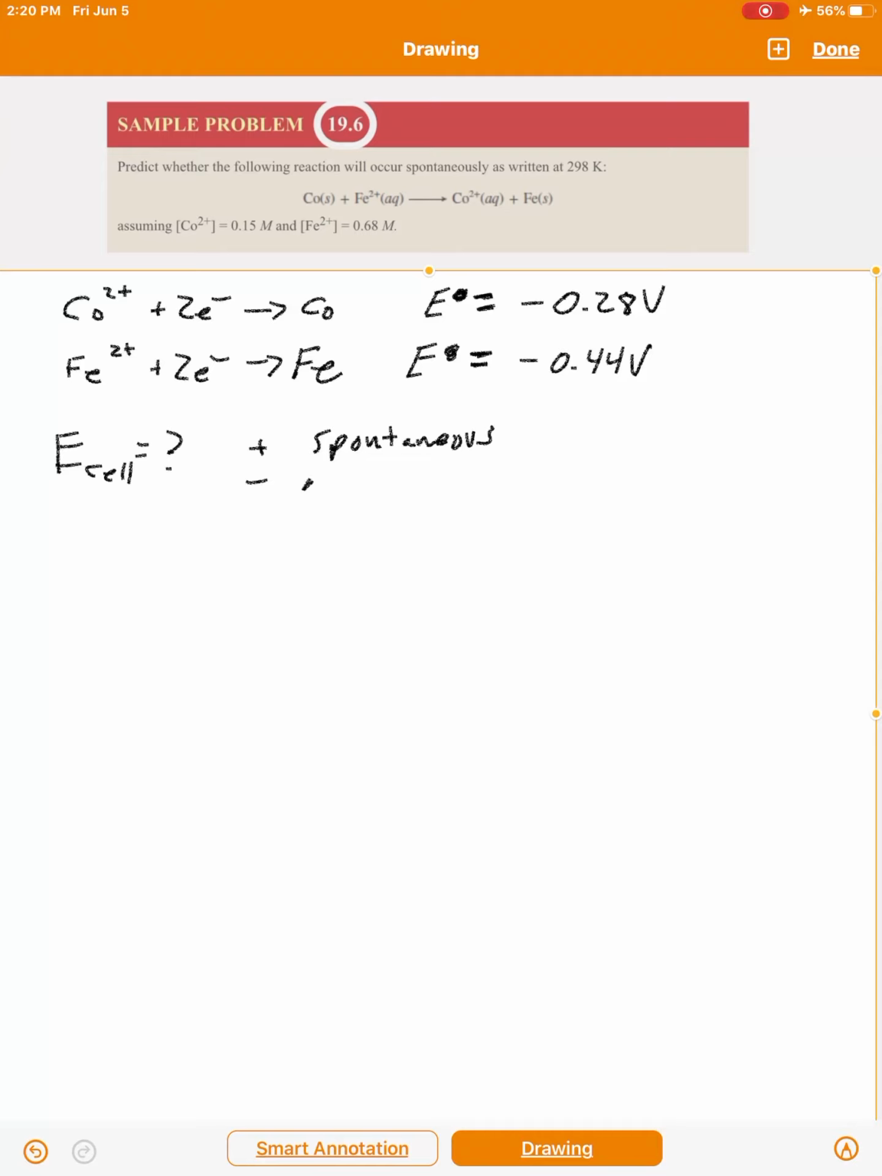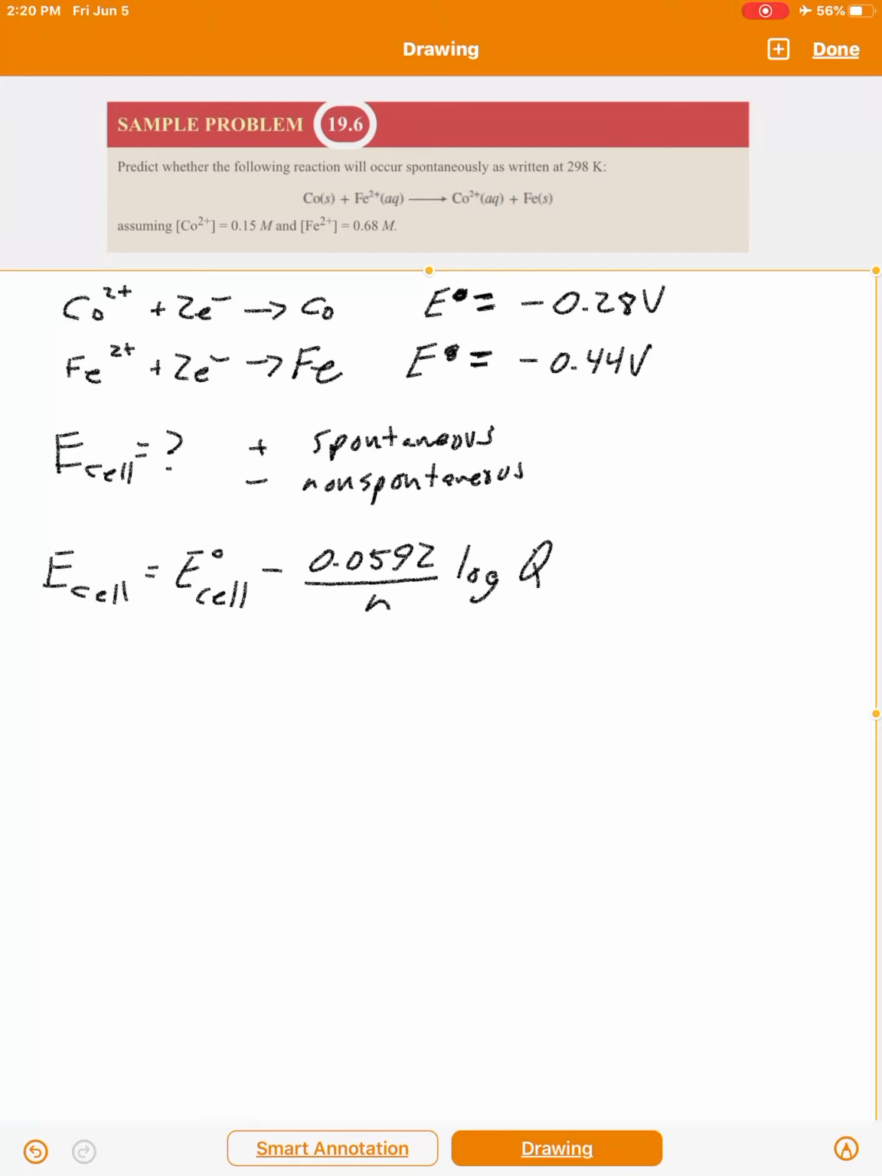If it's negative, then it's non-spontaneous. Okay? So here's what we'll do. We'll just calculate. It doesn't actually ask us for the value, but if we calculate the value of the cell potential, then we'll find out whether it's spontaneous or not. Okay? So you have your choice how to go about this. I wrote the standard reduction potentials and the equations associated with the half reactions for the two relevant reactions.